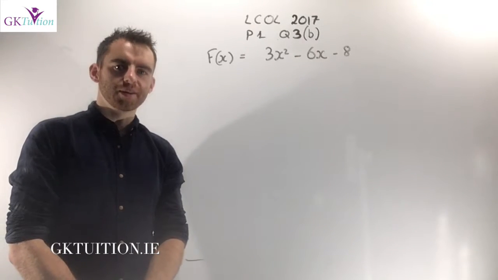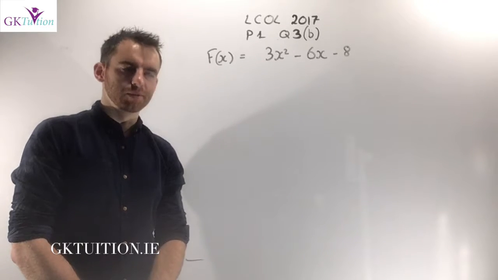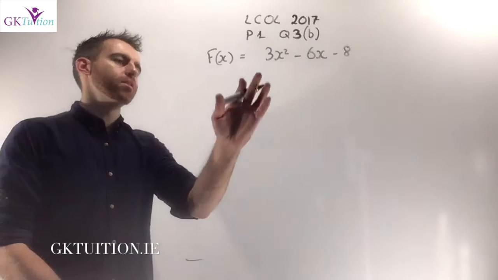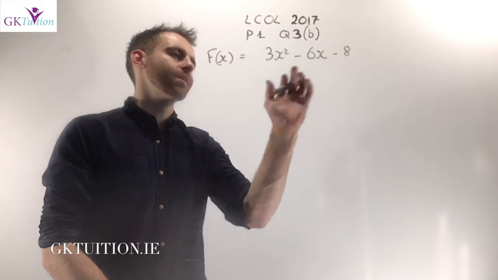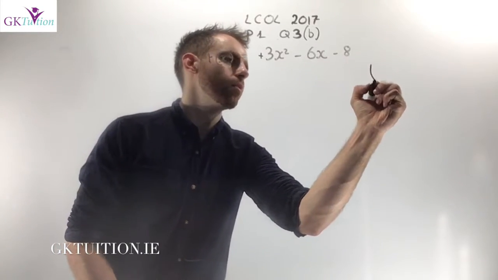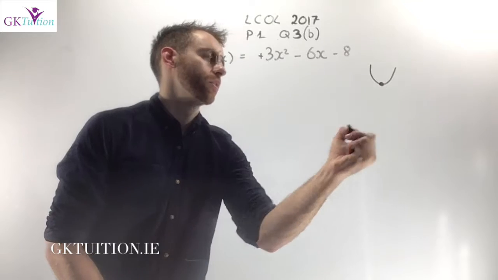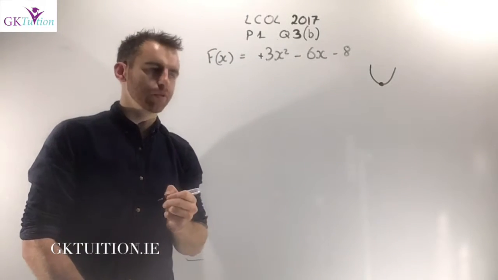Okay, in the second part of this question, we're asked to find the coordinates of the minimum point of the function. Now you need to recognize that you've got plus 3x squared minus 6x minus 8. That's a plus x squared, so it forms a U shape or a smiley face. We're looking for the minimum point, so we're looking for the turning point of the function.